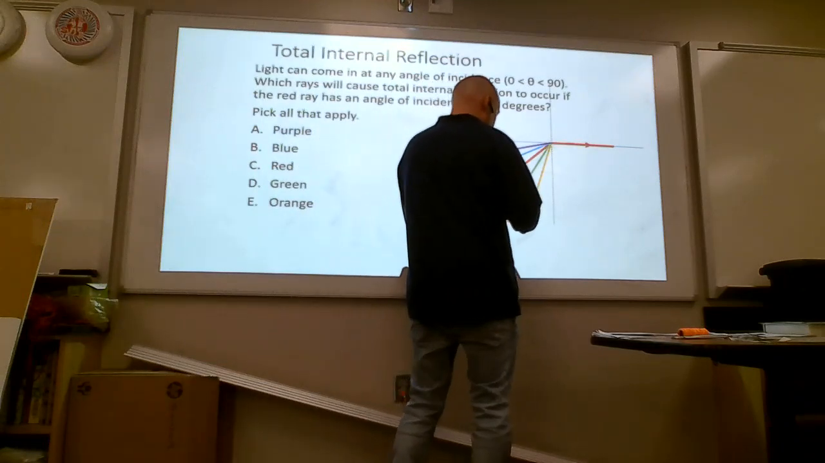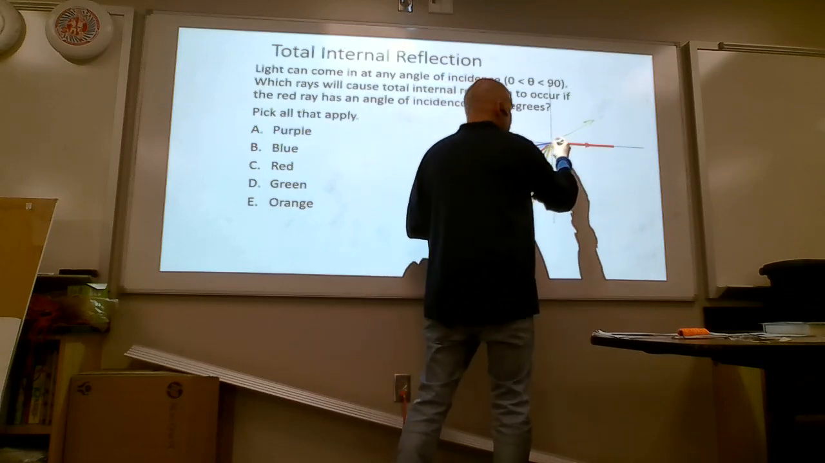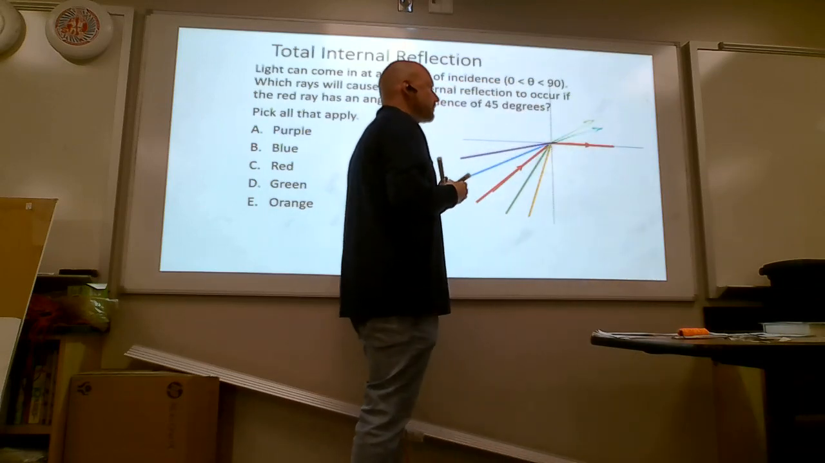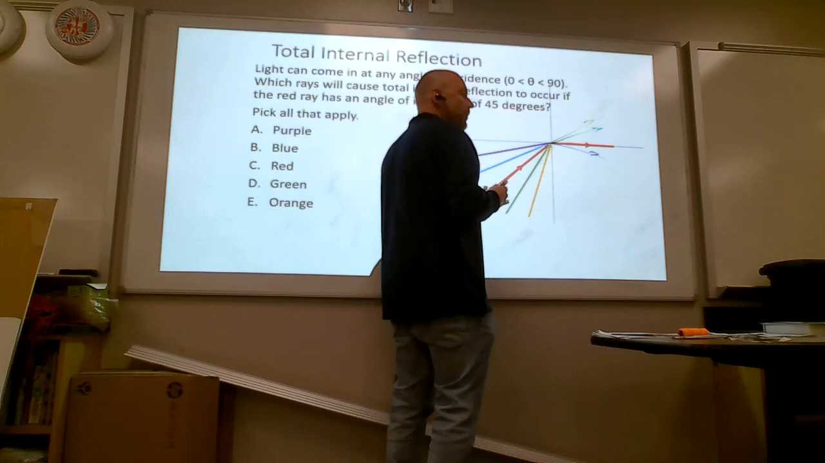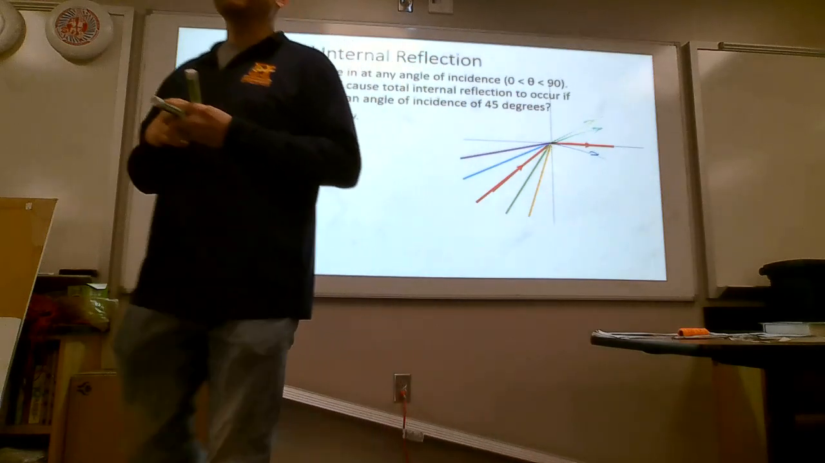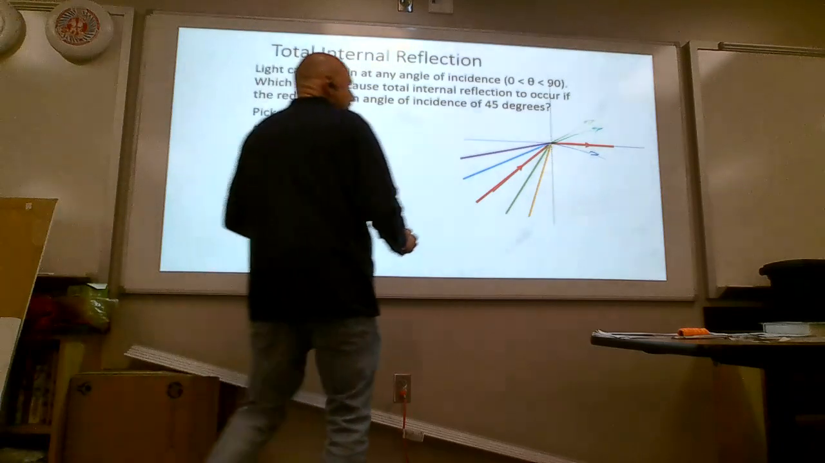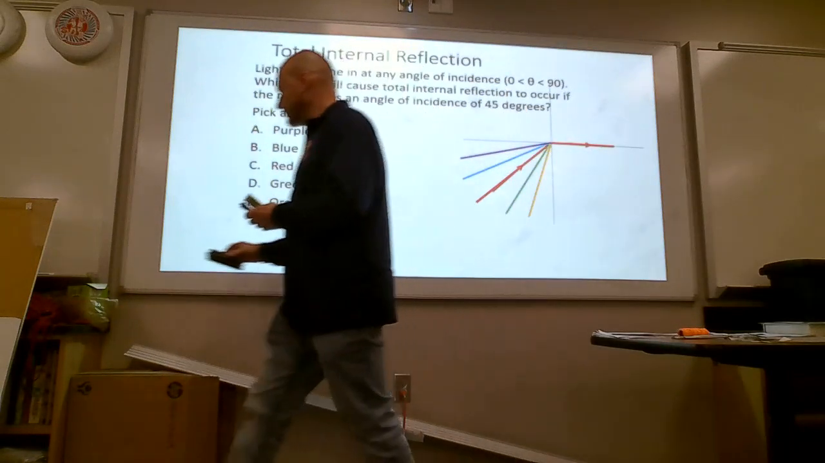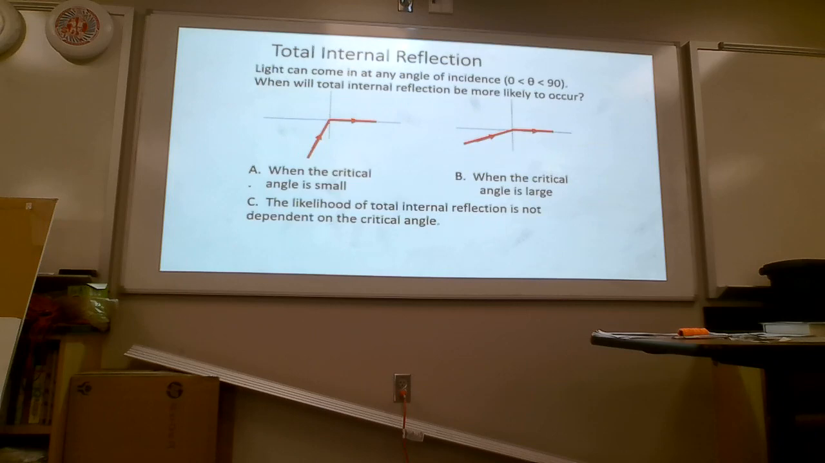Okay. Orange is going to make it out. Green, going to make it out. Blue, not going to make it out. Purple, not going to make it out. A and B will be totally internally reflected. You're right. That's all I got. I'm limited in my marker supply here.